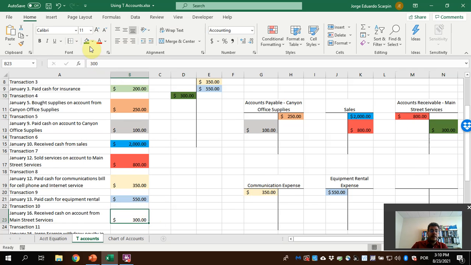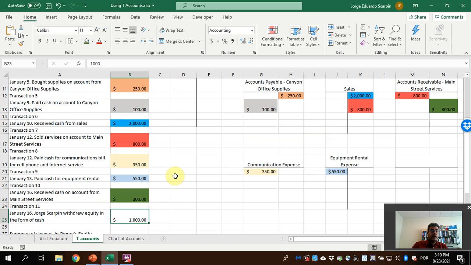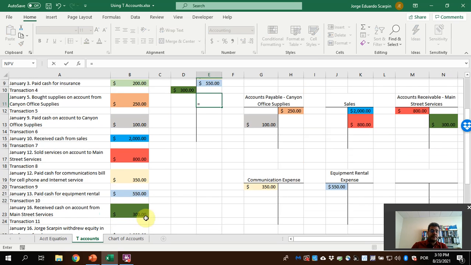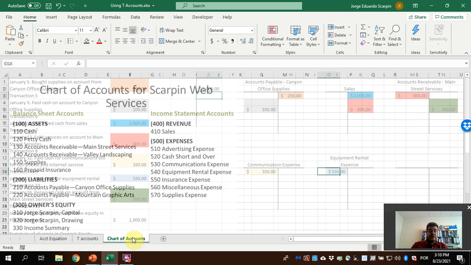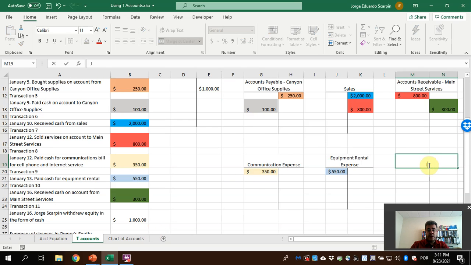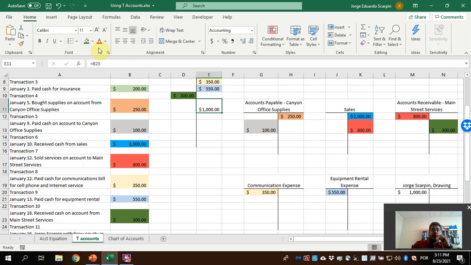Sorry. Some green here. And last, Jorge Scarpe withdrew equity in form of cash. So we are withdrawing 1,000, so credit cash. And we have no accounts for this yet. Chart of accounting. Jorge Scarpe drawing. So here, Jorge Scarpe, that's me, drawing. Decreasing our owner's equity $1,000.